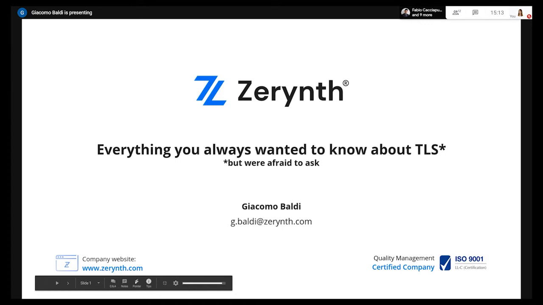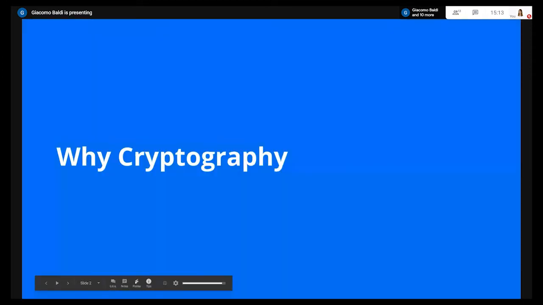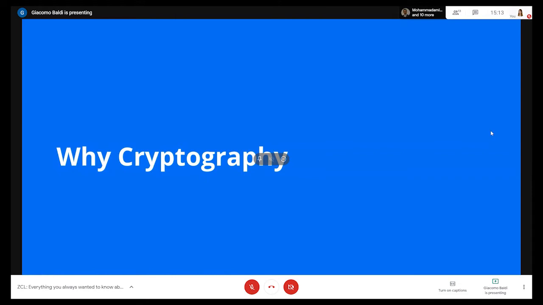So the presentation is divided into many parts because we start from the basics, so from the cryptography, and we work our way up to the end of the presentation, where we will follow byte by byte, or more or less byte by byte, what happens during a TLS connection to a server. And we will simulate it with a Zerynth device here on my desk and a TLS server on my laptop.